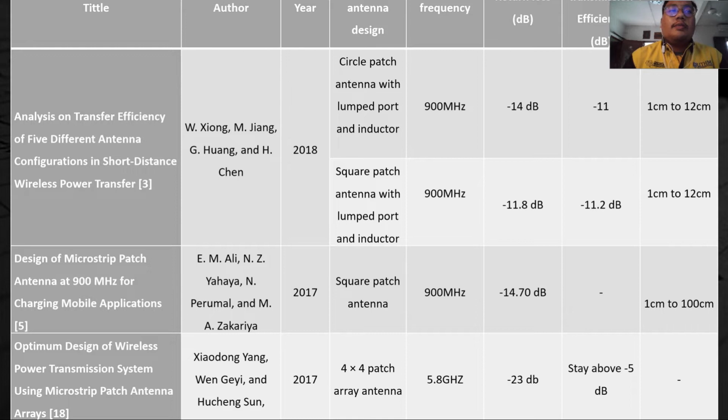The last one is about optimal design of a wireless power transfer system using a microstrip patch antenna array. This uses a 4 times 4 patch array antenna. The operating frequency is around 5.8 gigahertz, the return loss is negative 23 dB, and the power transmission efficiency stays above negative dB. They do not show the distance between the antennas in this thesis.